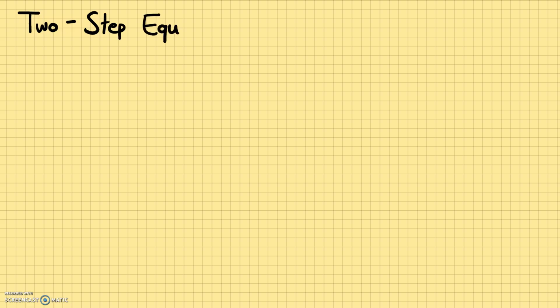What do I mean by two-step equations? Two-step means that two things are being done to the variable. So for example, x divided by 5 minus 7 equals 3. Let's say we have an equation like this. We have two things that are being done to the variable. The 5 is being divided and 7 is being subtracted.